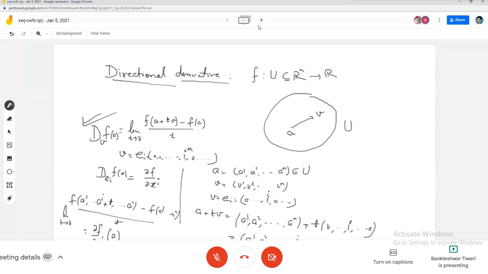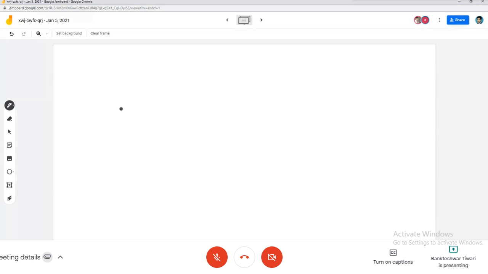So there are several examples, maybe I will quote just one. So you can think of this example. So maybe you write your f is a function from R2 to R defined as f(x,y) equal to 0 when xy equal to 0 and is equal to 1 when xy is not equal to 0.